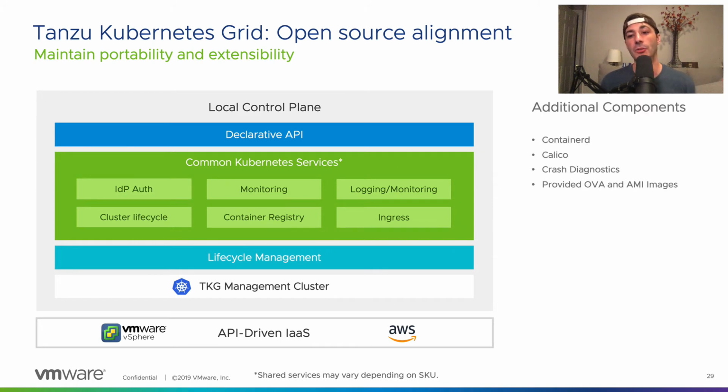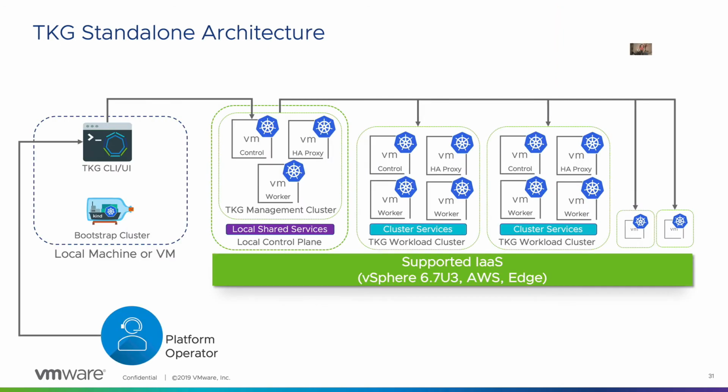You also have other additional components. You've got Containerd, which is your underlying container runtime. As I'd mentioned, we don't use Docker. We actually use Containerd. We have the networking overlay using Calico. You've got crash diagnostics in case something happens, an easy way to get logs and ship them out of there. As well, we have provided OVA and AMI images that have all of the Kubernetes components built into them, so it's easy to build these clusters as well.